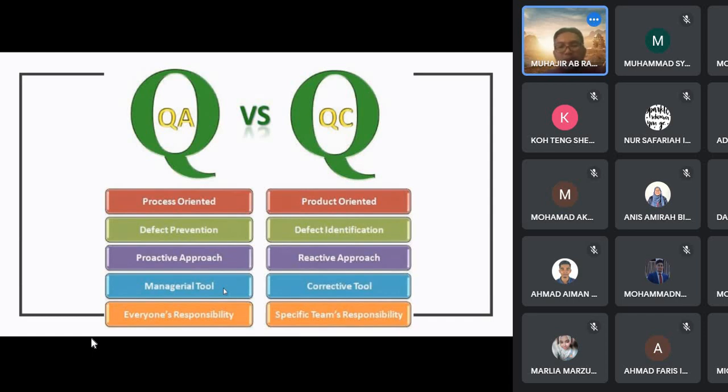Okay guys, so far can you follow? Boleh ke? Saya suara pun tak ada ni. Boleh ya? Dia mengantuk lah, dia cakap macam ni.